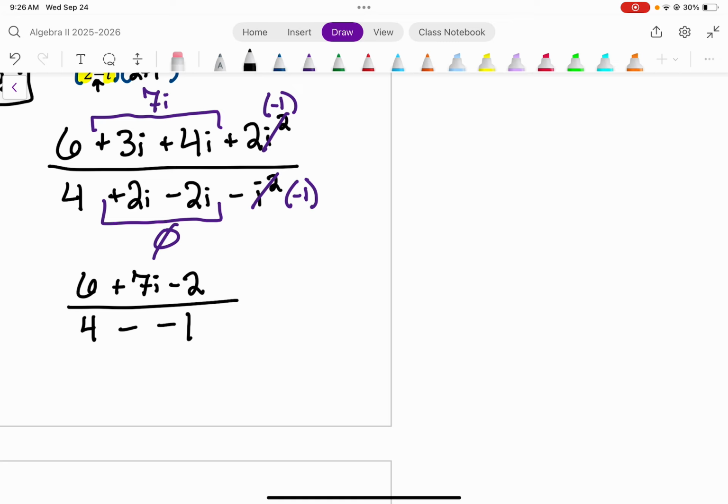On the top, we still need to combine those real parts. So 6 minus 2 would be 4 plus 7i. On the bottom, the denominator, 4 plus 1, that would equal 5.